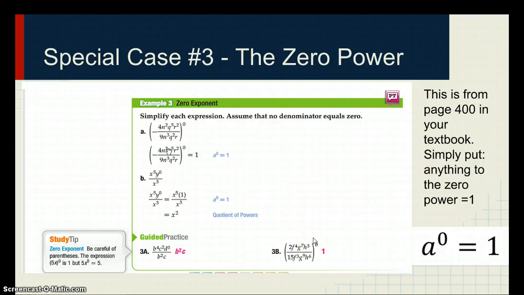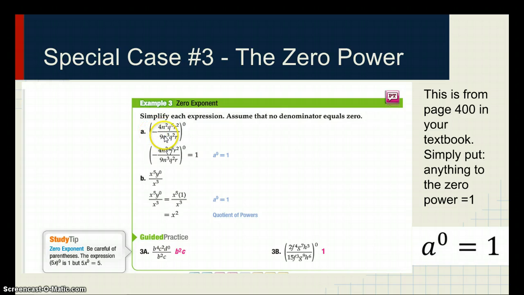Last thing is the zero power. And this is right out of the textbook, but basically what it says is that if you take a number, any number, and take it to the zero power, it equals 1. Okay? So simply put, anything to the zero power equals 1. So you'll see they have this example here.